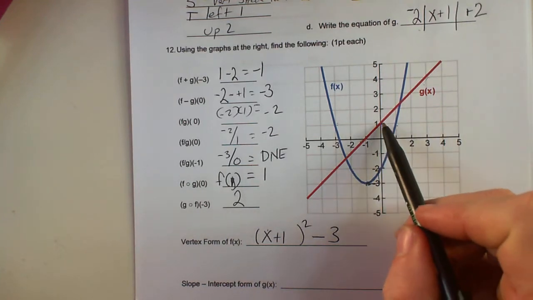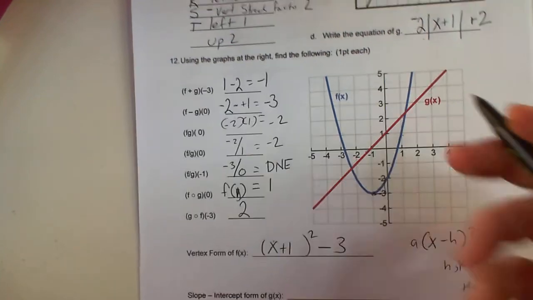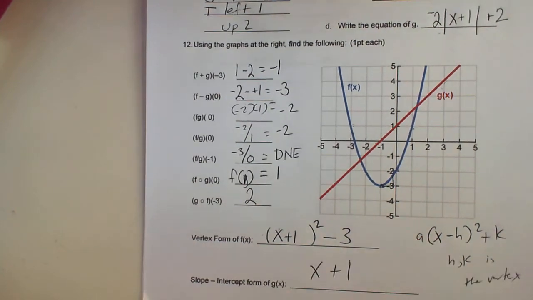Slope-intercept form of g of x, it intercepts at 1, up 1, over 1. So that is just x plus 1.